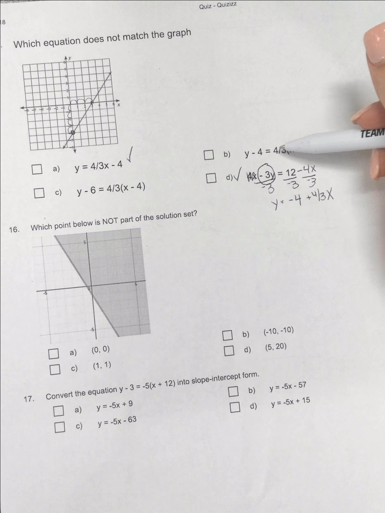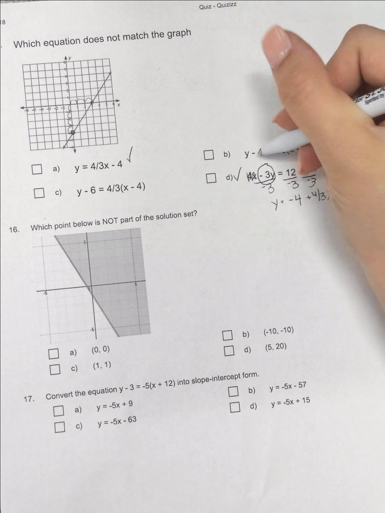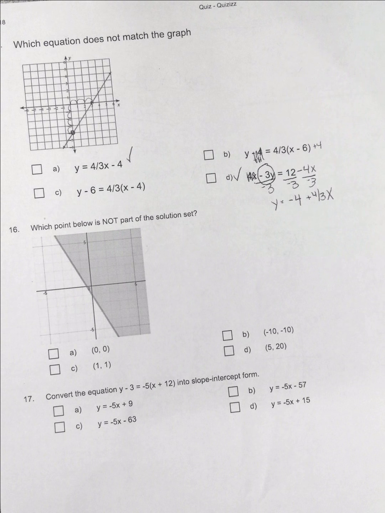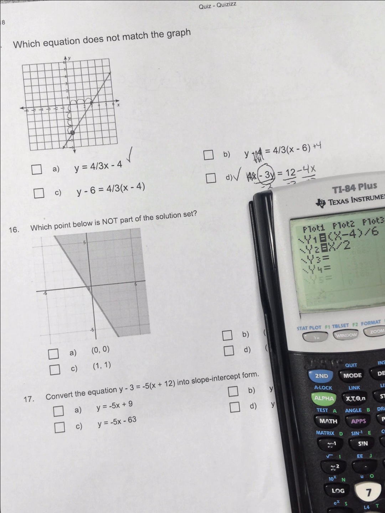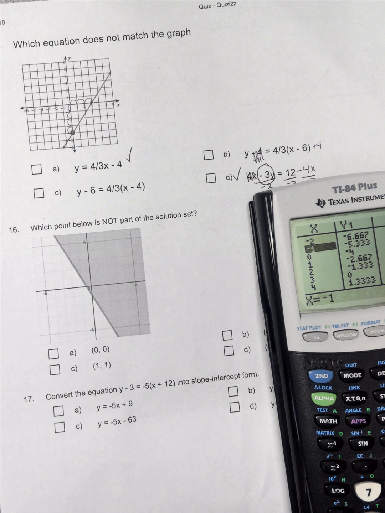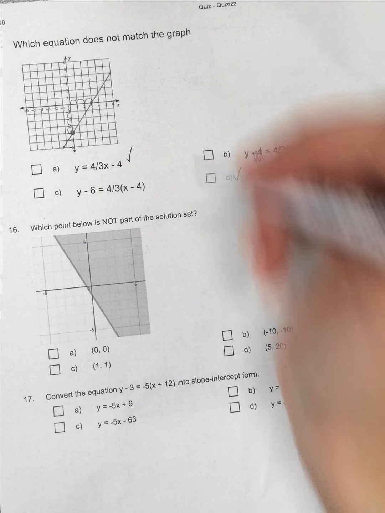Okay, so if I was to solve this for y, add 4, I'll put that in my calculator. 4/3 parentheses x minus 6 plus 4. Let's look at the graph. That looks okay. Let's double check. Does it go through the point 0, negative 4? Yes. And then 3, 0? Yes. So that one's good.